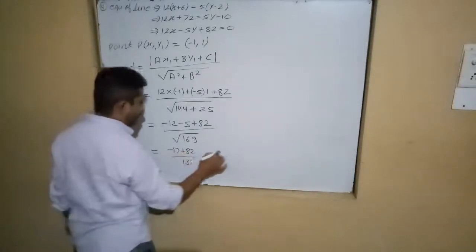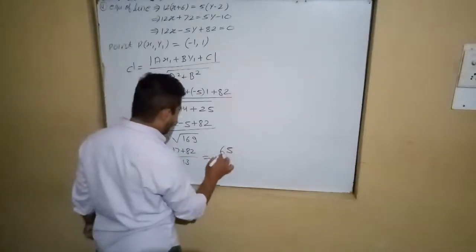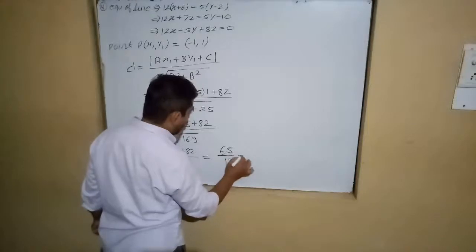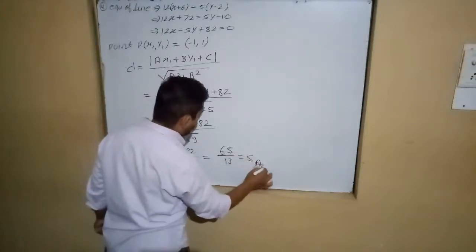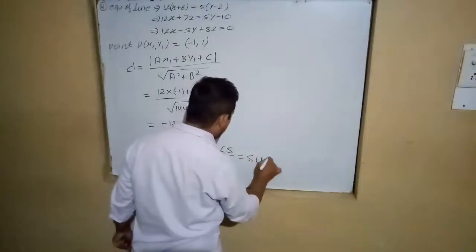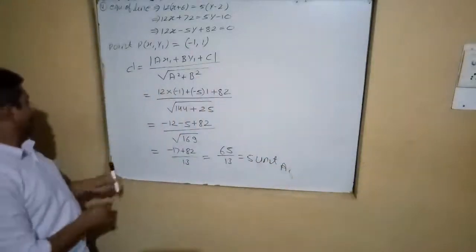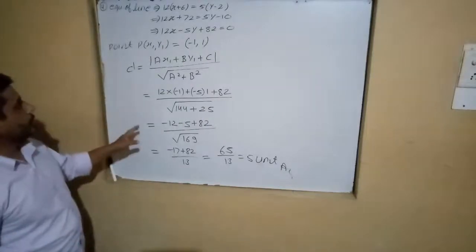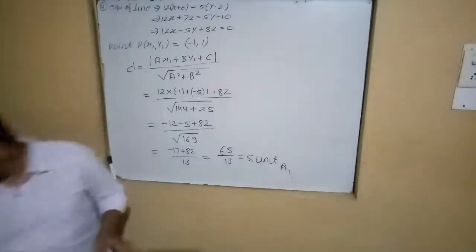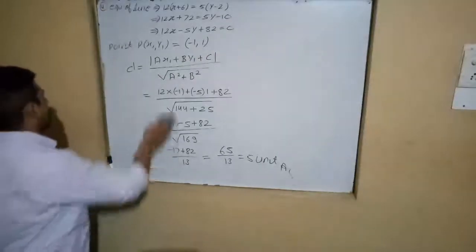12 minus 5 is 7, then 7 plus 82 is 65, upon 13. 13 into 5 is 65, so 5 unit is the answer. Clear? So this is a very simple and basic question, depending on the formula only. Okay, clear?